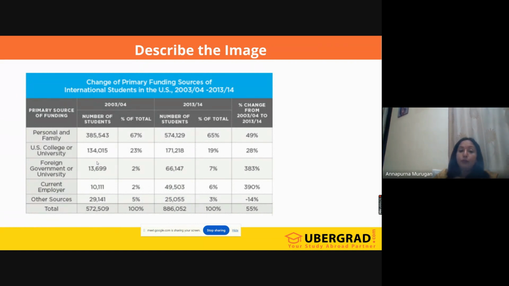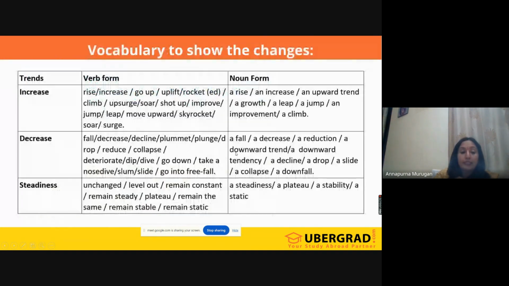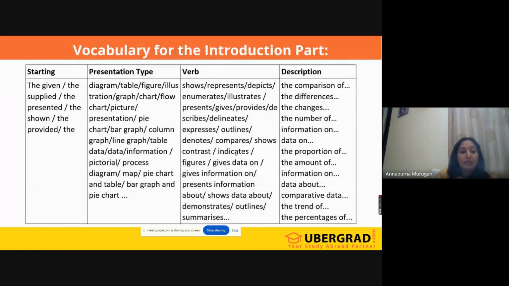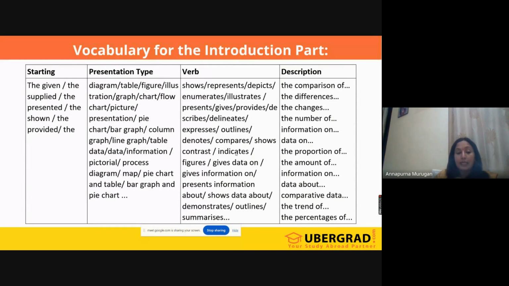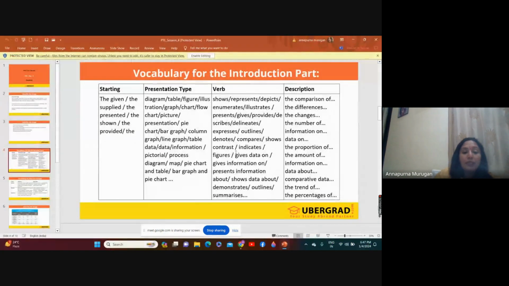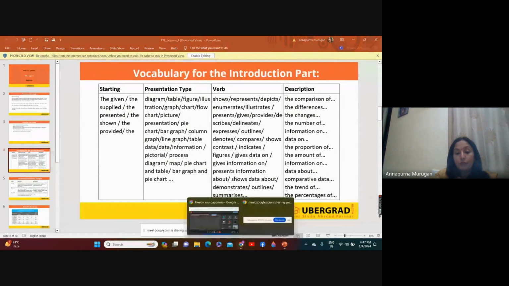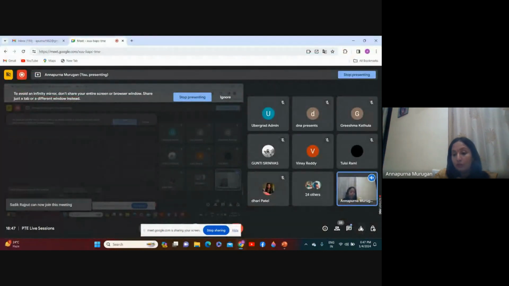Before I go on with these things, I will tell you how many sentences you can speak so that you can get a good score. Then I will tell you the vocabulary for the introduction part and everything. But before that, let me tell you how many sentences overall you can use to present this. Just give me 1 second. I'll share the whiteboard.